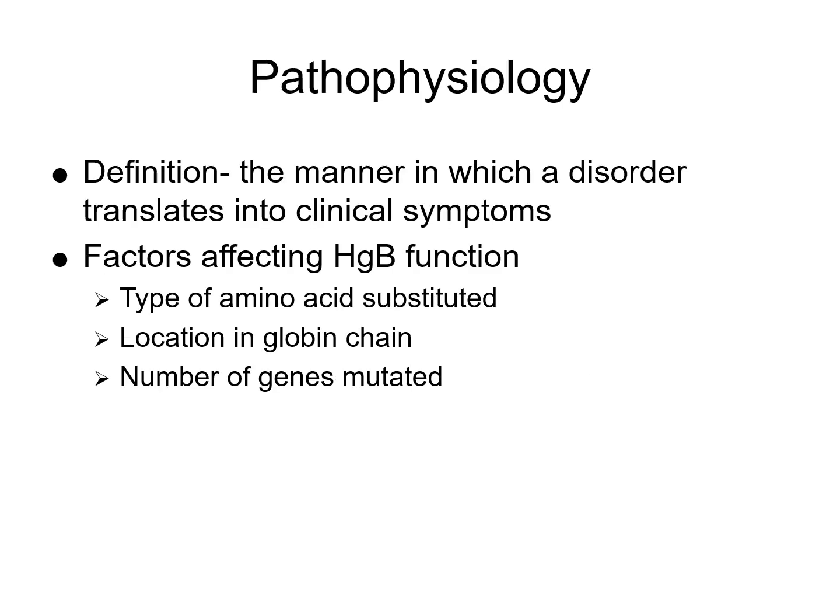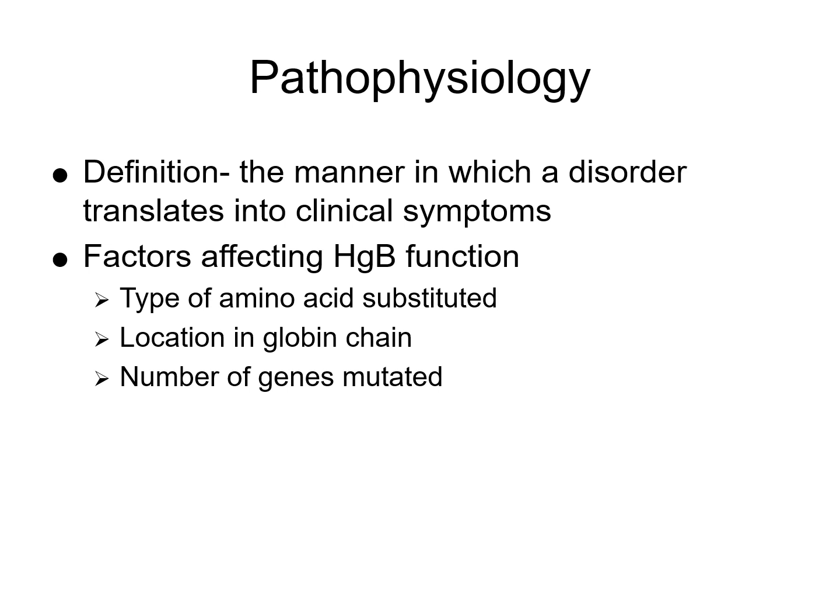For the pathophysiology, by definition, phenotype refers to the way a disorder manifests clinically, or how genetic mutations translate into observable symptoms. So we have factors that can affect hemoglobin function. First, the type of amino acid that is substituted. Different amino acid changes can variably alter hemoglobin structure and function. Some substitutions cause minor changes, while others can cause major dysfunction.